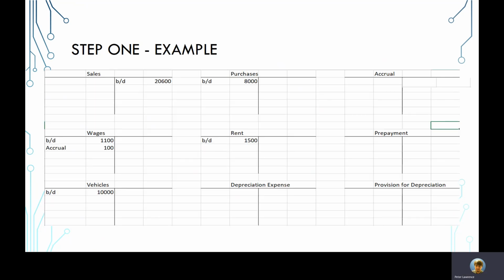Now, despite me saying that you don't need to open up accounts for everything, on this example, I have, just so you can see. So I've opened up each of the 5 items that were found in the trial balance, and then I've got some extra accounts because I know what's coming. So put in the brought down as it appears in the trial balance because you're going to affect that number by doing the additional information.